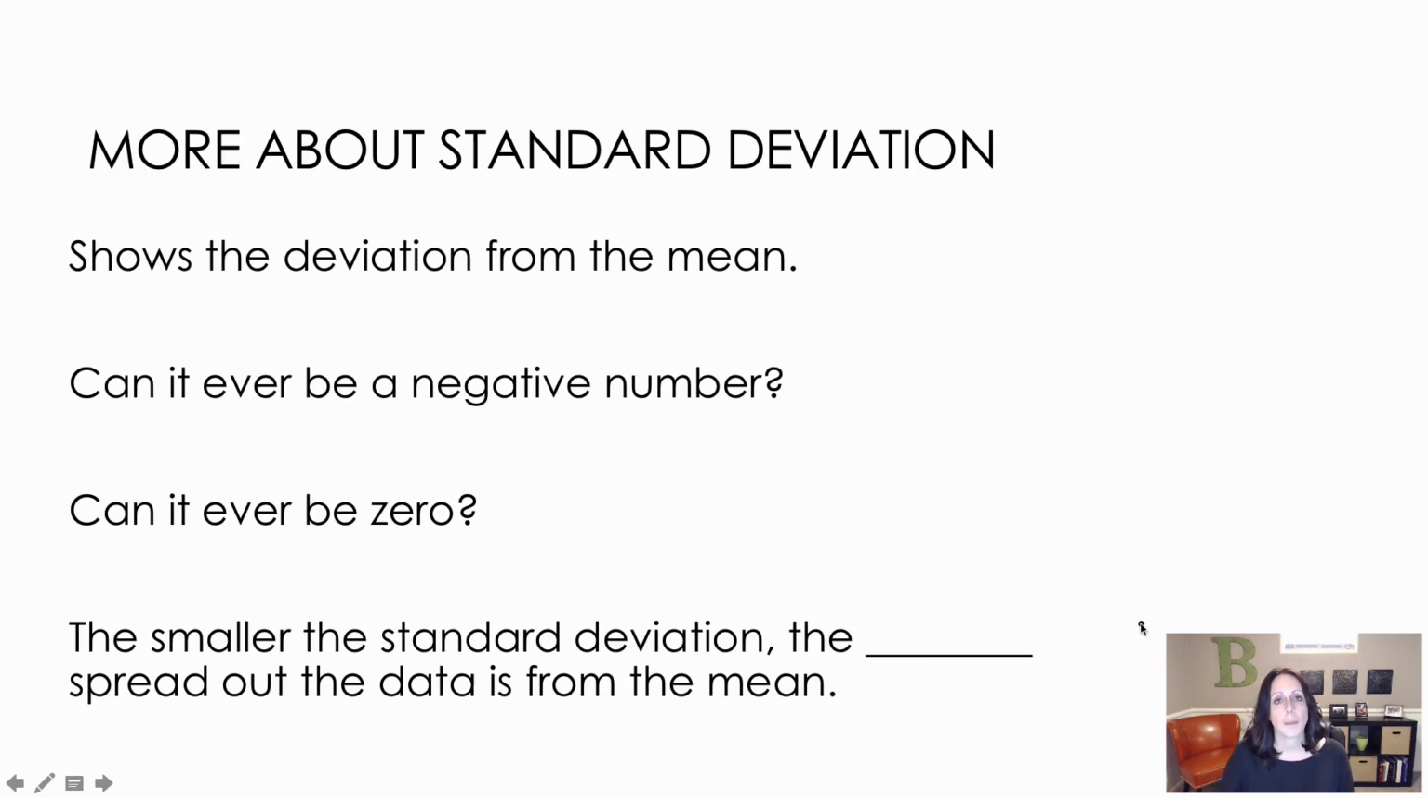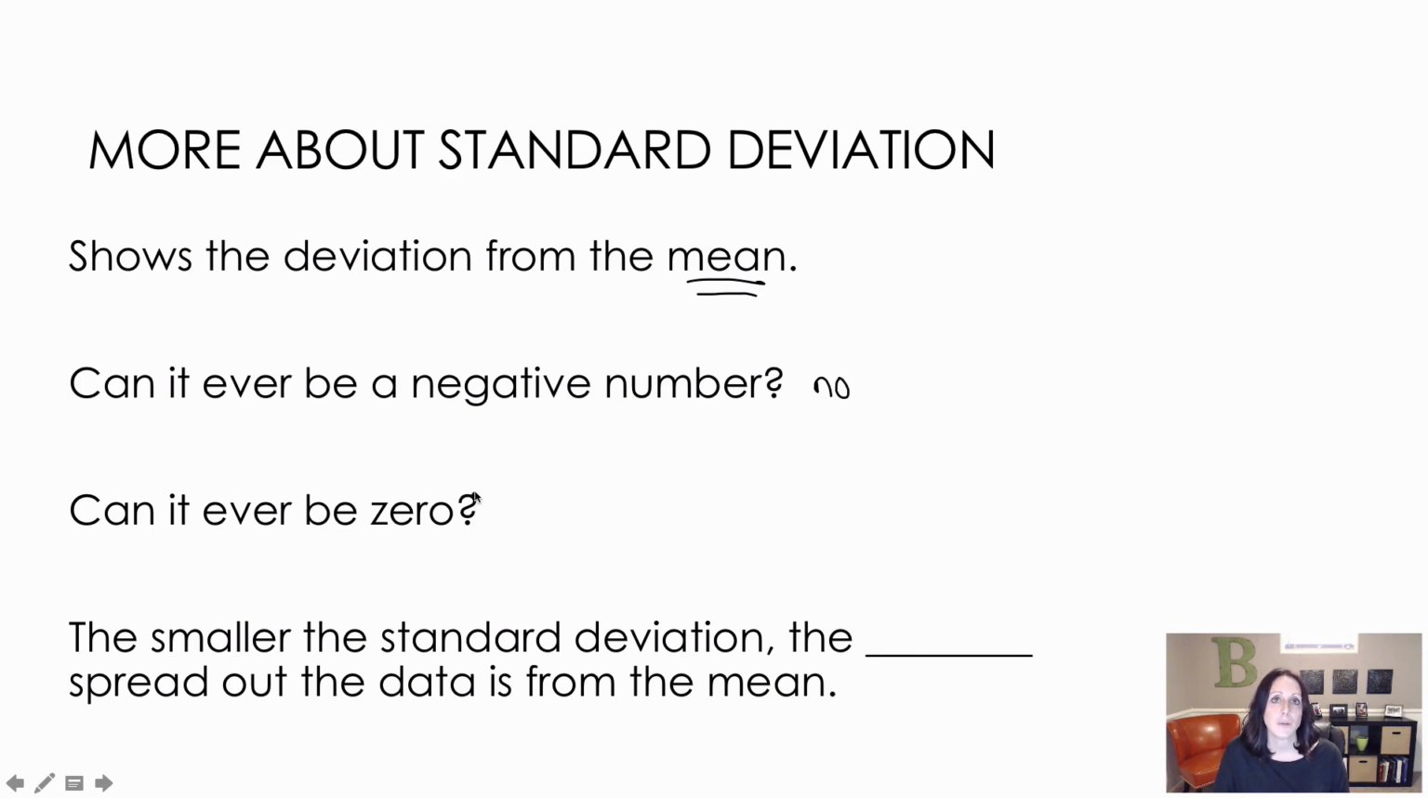So a little bit more about the standard deviation. This tells us the deviation from the mean. So how far from the mean, from the center of our value, is the rest of our data. Can it ever be a negative number? Absolutely not. Because remember, when we were finding the standard deviation, we squared everything to make it positive. And so we had a variance that was positive, and then we took the square root of a variance, which of course is also a positive number. So no, it cannot be negative.